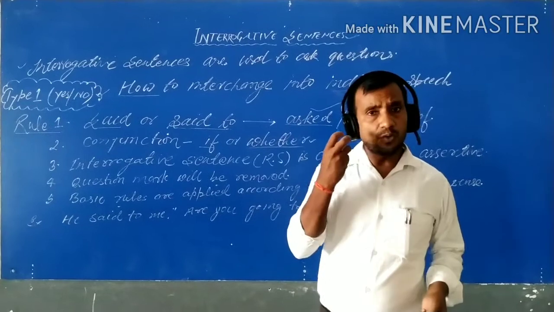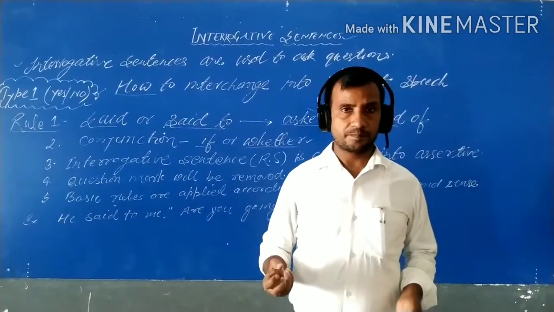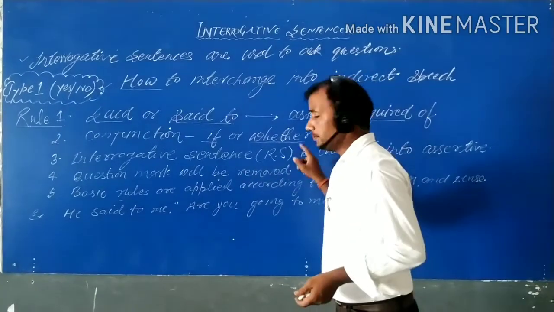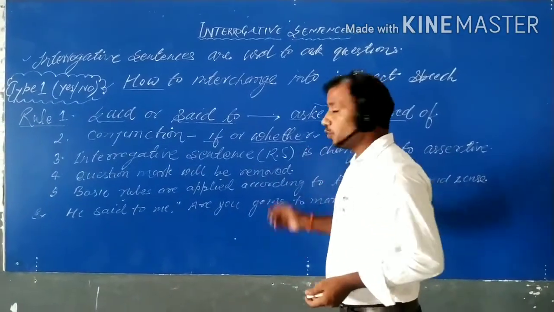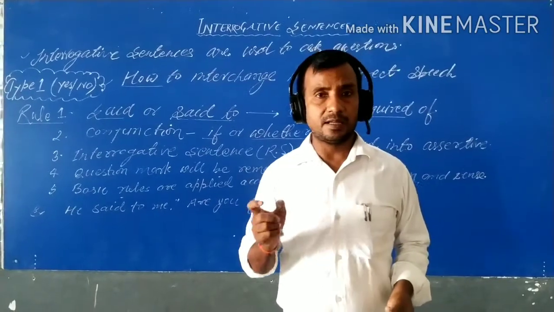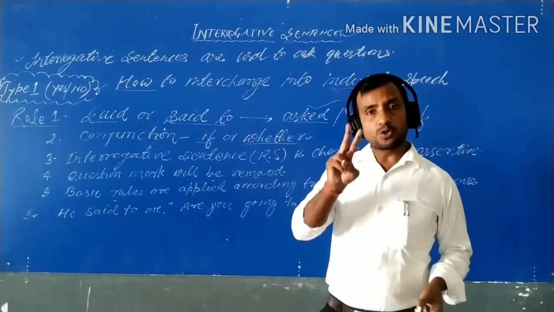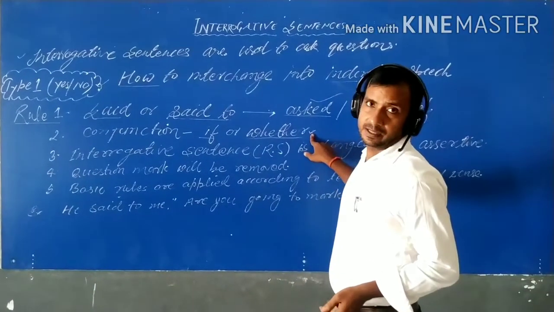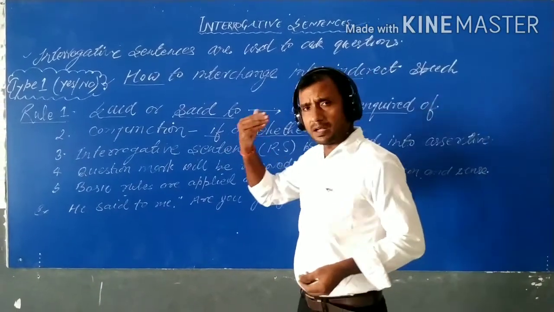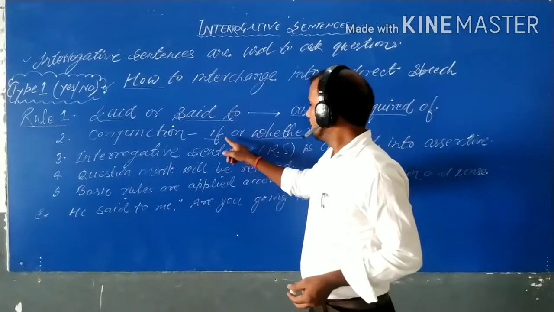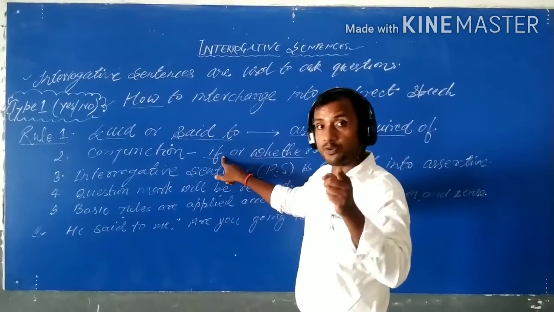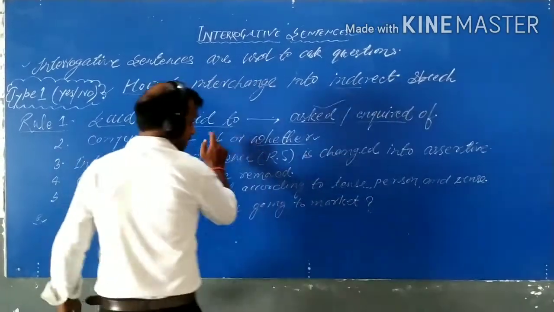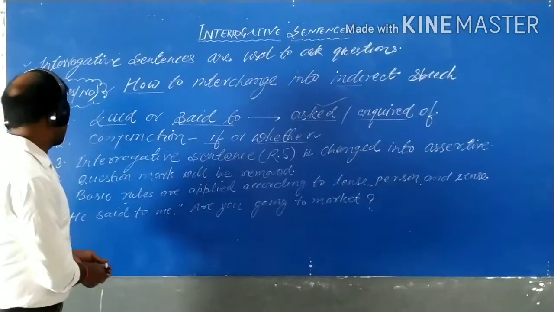Like, would you like to have coffee or tea? Here I have given two options. Listen carefully. Would you like to have coffee or tea? Here I have given two options, coffee and tea. In such a sentence, whether is appropriate. And the rest of all type 1 interrogative, you can use if. And this is suitable for such sentences.